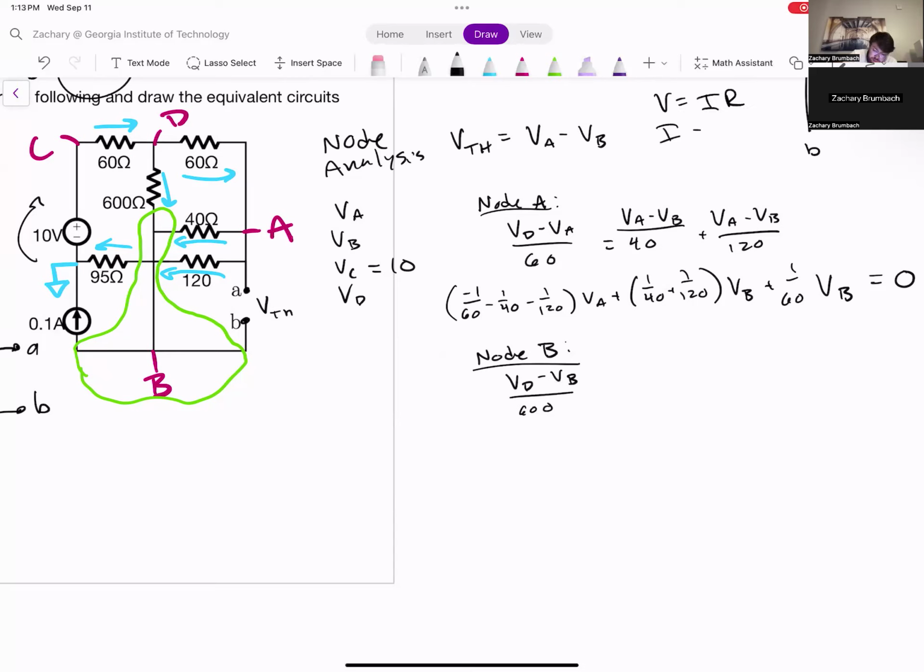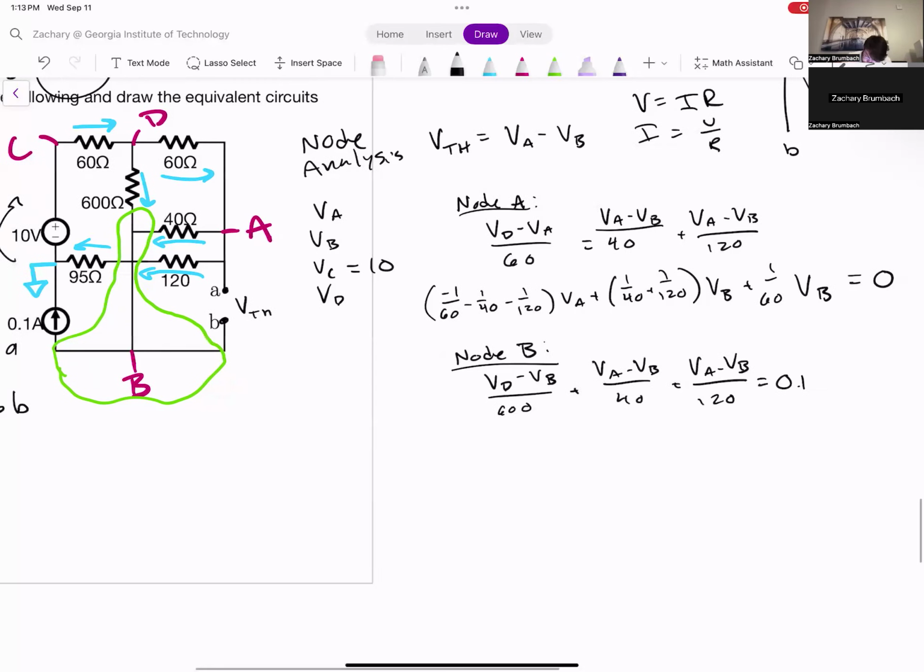So we have I equals V over R. The voltage difference over each resistor. That's what I'm doing here. That's the first one going in. Plus VA minus VB over 40. Plus VA minus VB over 120. And that's all going in. Coming out, we have 0.1 amps. And we also have VB minus 0 over 95.